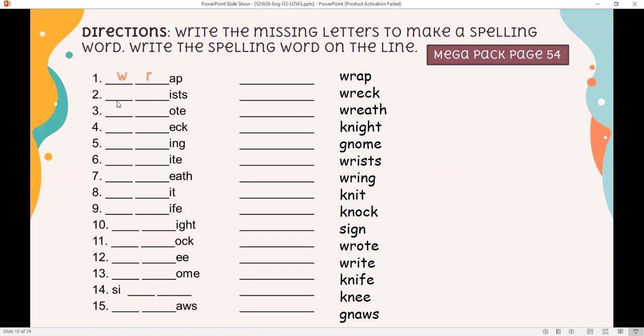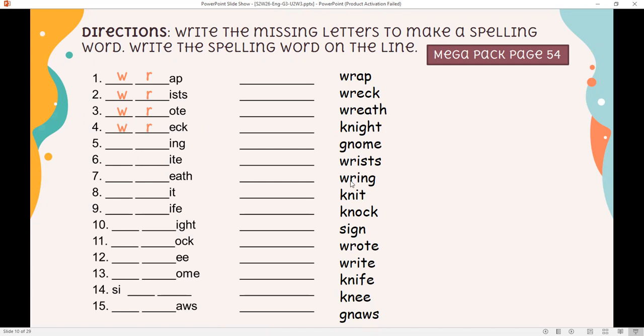Next one, wrists. Which one has the same letters with only W and R missing? Number 3, I have the word wrote, O-T-E. Which one? Wrote. It's down here, so W-R is missing. Next one, I have egg. You can see the second word, wreck, is missing these two letters.